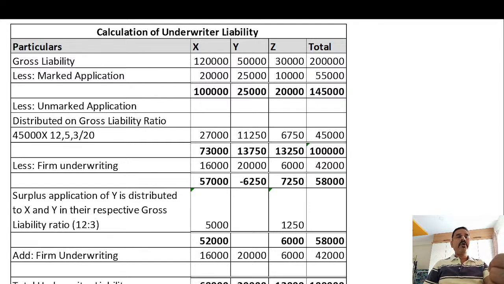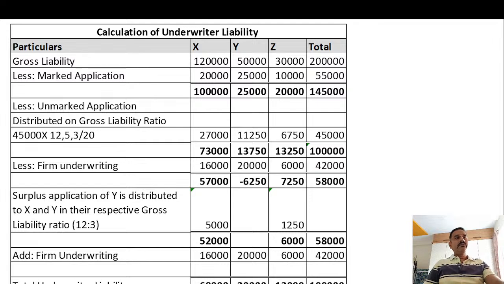First step, you have to calculate the unmarked applications. That working note you have to make. Then second step, you have to calculate the gross liability ratio if it is not given in the problem. Then you do the calculation of the underwriter liability statement. In that, first you enter gross liability, that is the third step. Then less marked applications, which are given in the problem. Then less unmarked applications. These unmarked applications you have to distribute on the basis of the gross liability ratio.